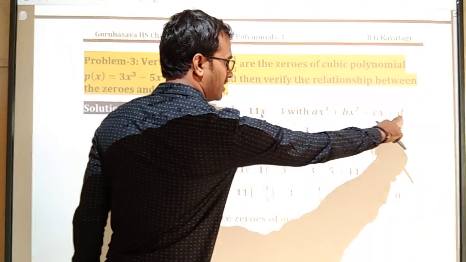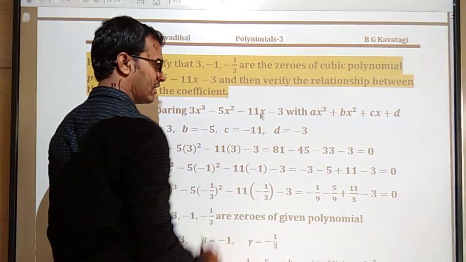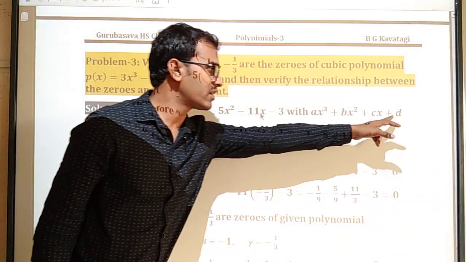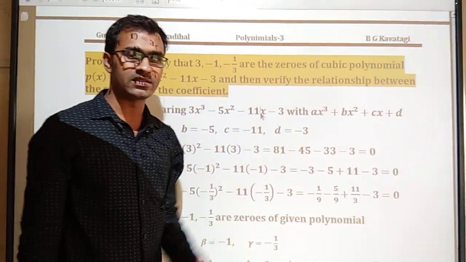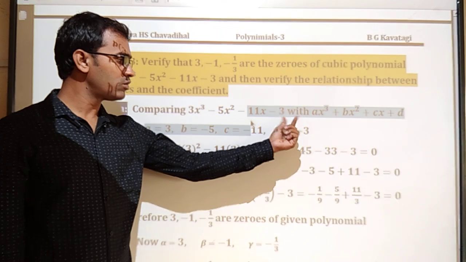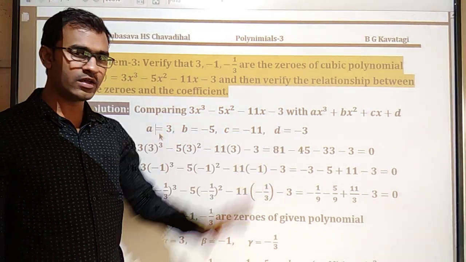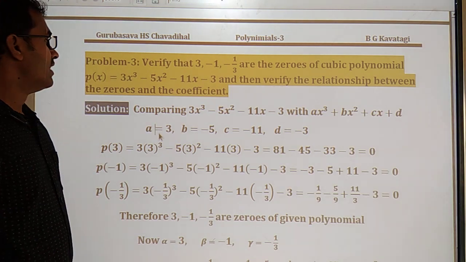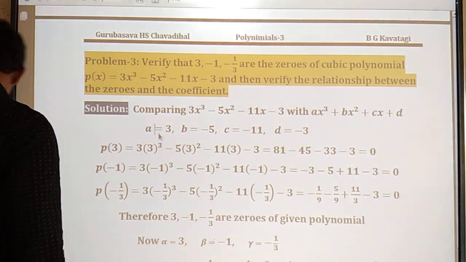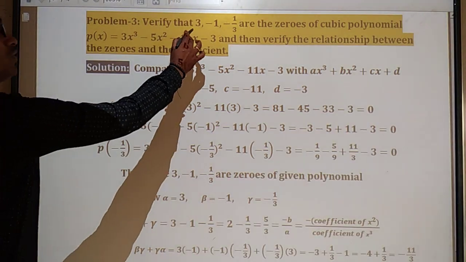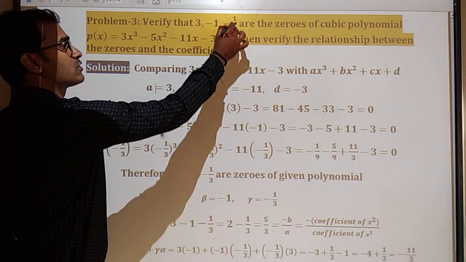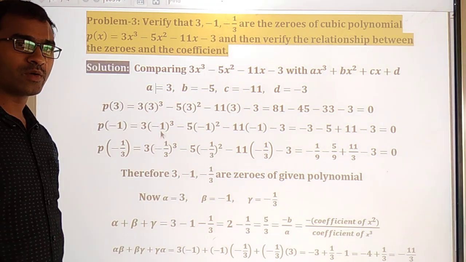And the constant term is D, here the constant term is minus 3. So comparing these two cubic polynomials, we get the values of A, B, C and D. Right? Let's verify that 1, 3, minus 1, minus 1 upon 3 are the zeros of the cubic polynomial.